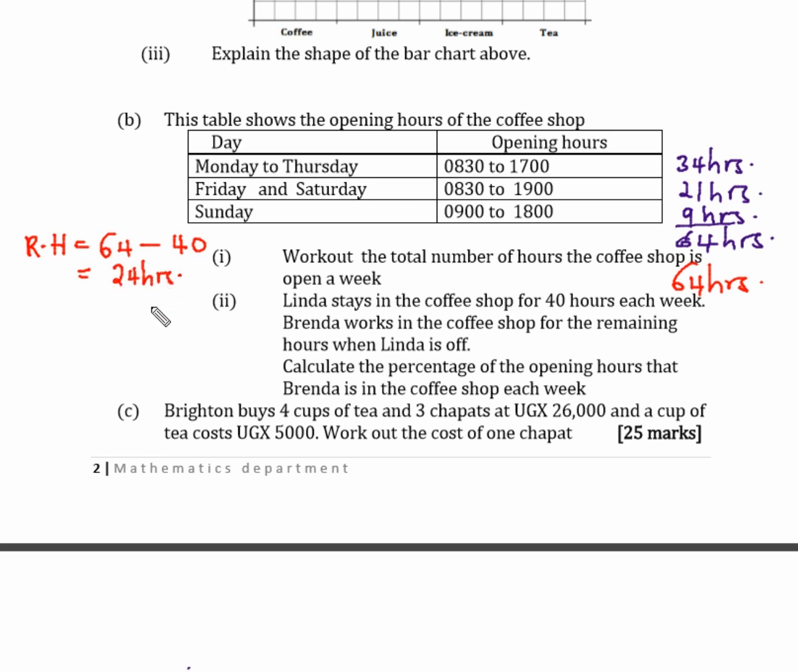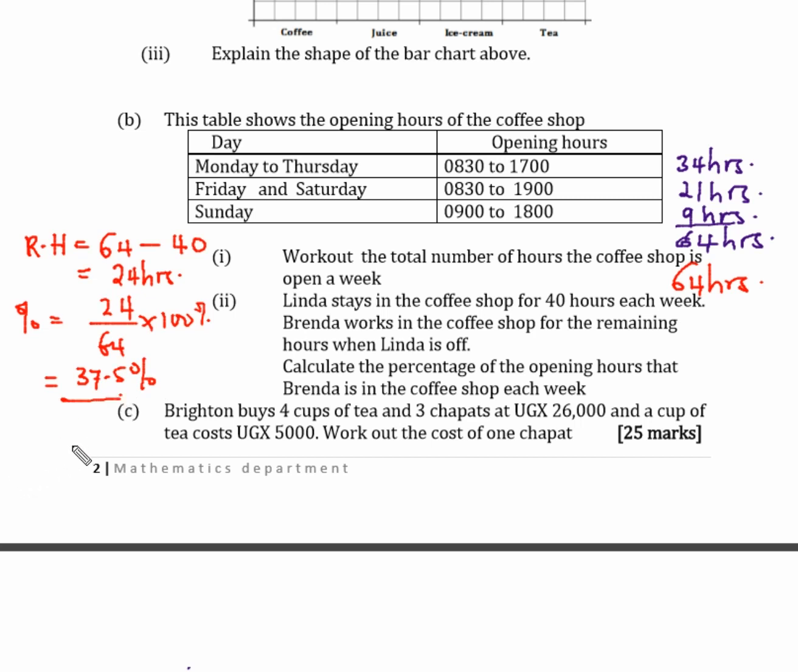They are telling us to calculate the percentage of the opening hours that Brenda is in the coffee shop each week. So we shall say that the percentage is equal to 24 hours out of 64 times 100%. That is 24 divided by 64 times 100. So Brenda is in the coffee shop for 37.5 percent. That is part B.